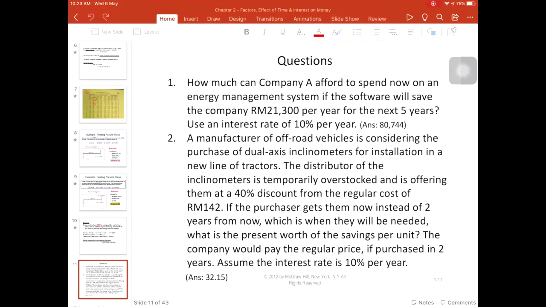So after this chapter, you have to bring the calculator and also the tables. Compulsory. Okay, please bring it.